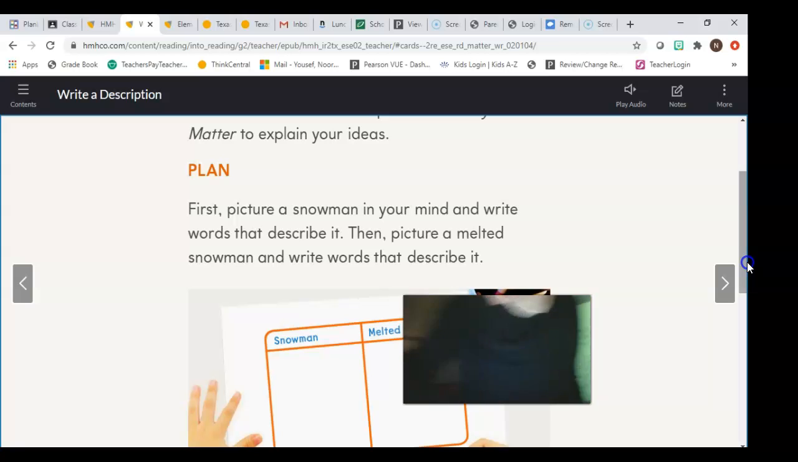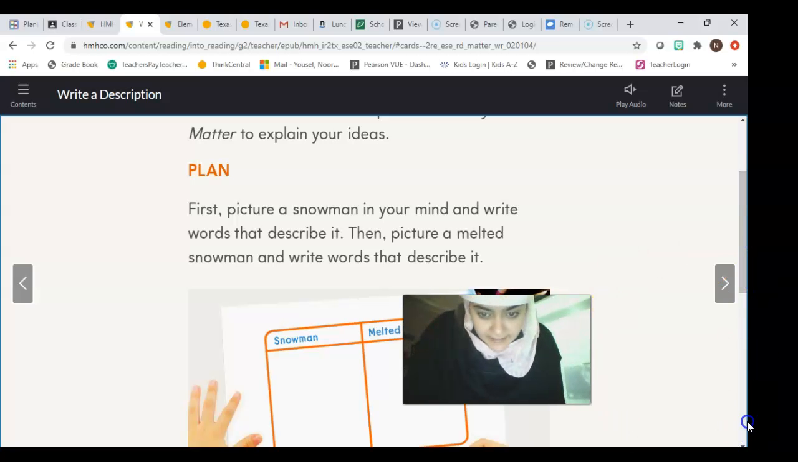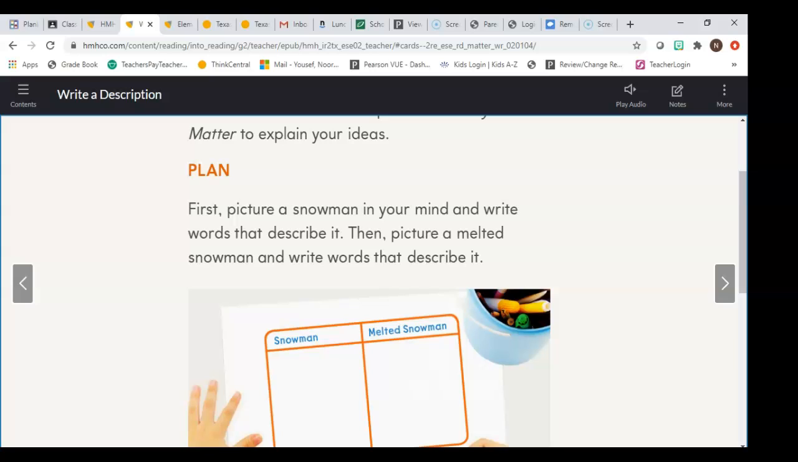I'm going to give you a piece of paper. And on that piece of paper, oops, this is going to fall. I have to figure out how to do this. Okay. On that piece of paper, on the back, you're going to write snowman, and then you're going to write melted snowman.